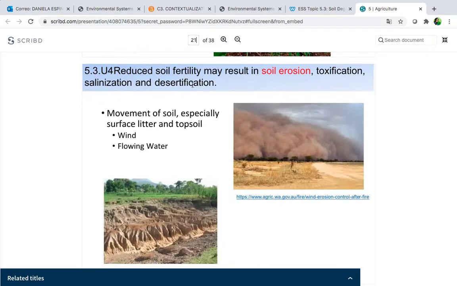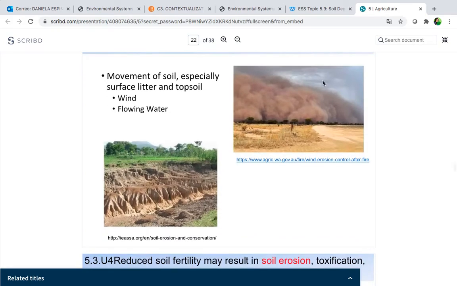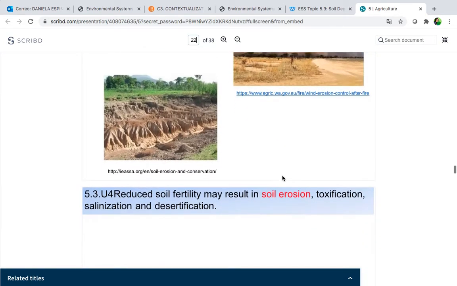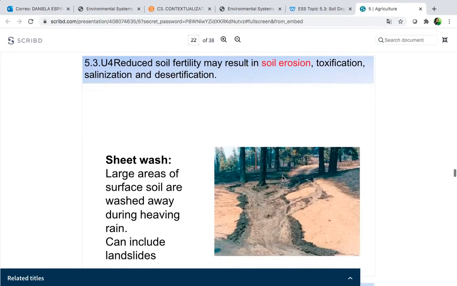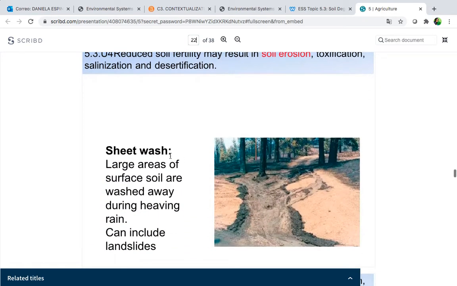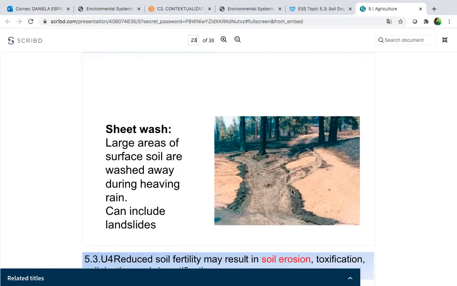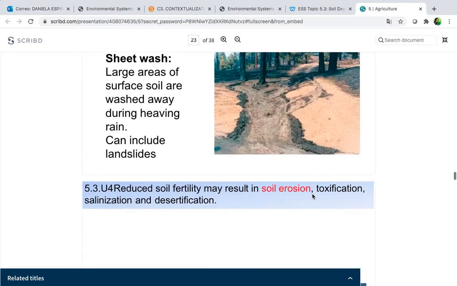In the last video, we checked some of the problems that are causing the loss of soil fertility, but what happened after that? Movement of soil, especially surface litter and topsoil, is caused by wind and flowing water. As we can see here, those are some pictures showing examples. Then we have this problem that is called sheet wash, where large areas of surface soil are washed away during heavy rain. Can include landslides. That is a problem that causes soil erosion.